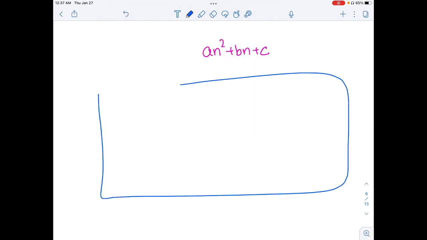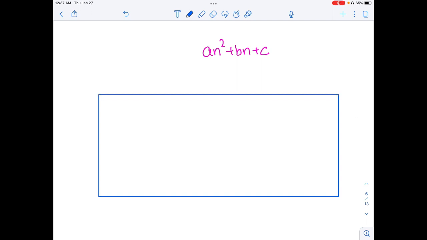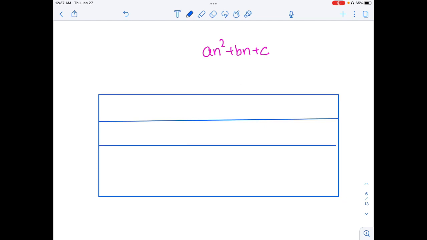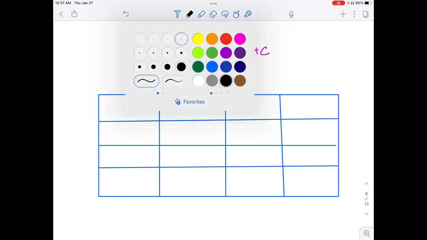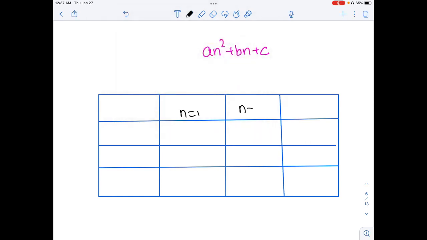So quickly I draw a table to make it easy to understand. I draw a table over there. Then I draw some columns. N is equal to 1, n is equal to 2 and 3. N equal to 1, n equal to 2, n equal to 3, and what is the term and first difference and second difference.